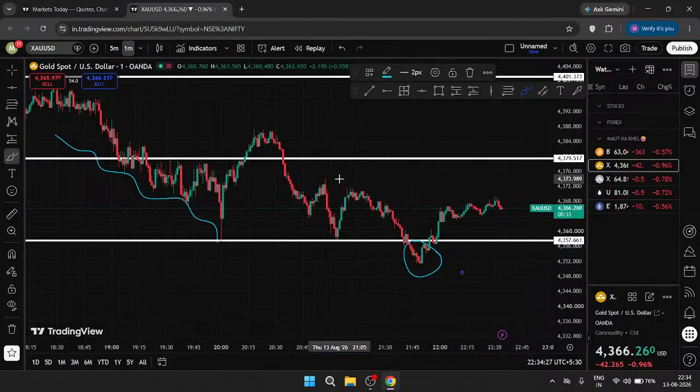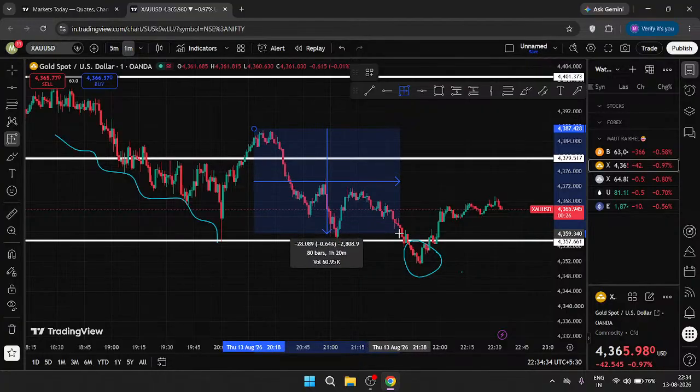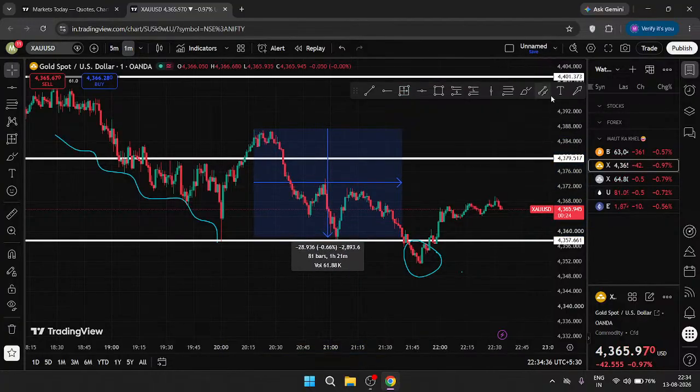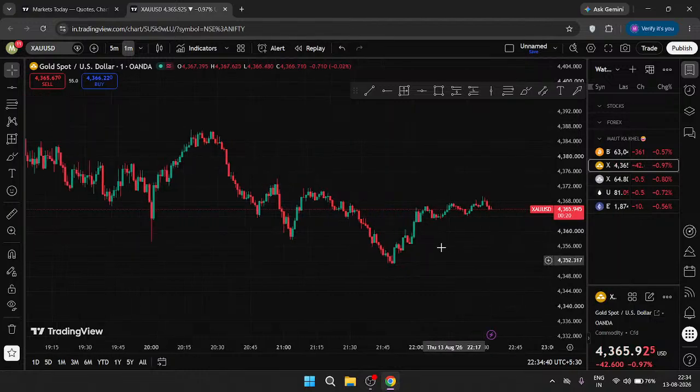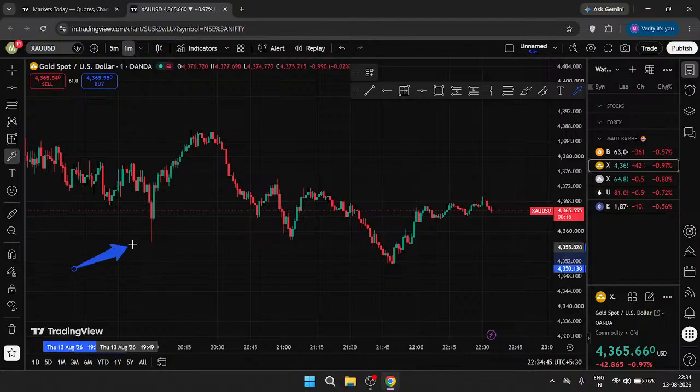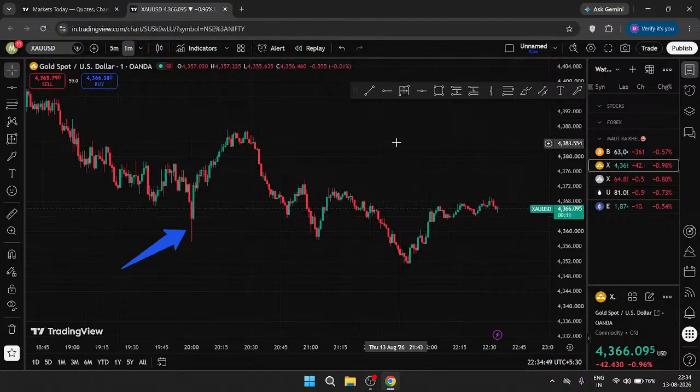Number six, CHoCH, change of character. CHoCH is generally used to describe a potential shift in market behavior. Imagine we have a bearish market, LL, LH, LL, LH. Then price suddenly breaks above the previous LH. This can indicate "the bearish structure may be weakening." That potential shift is often called CHoCH. But remember, CHoCH is not a guaranteed trend reversal. It is an early warning that the market may be changing.